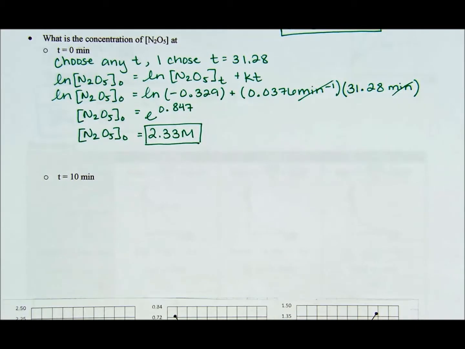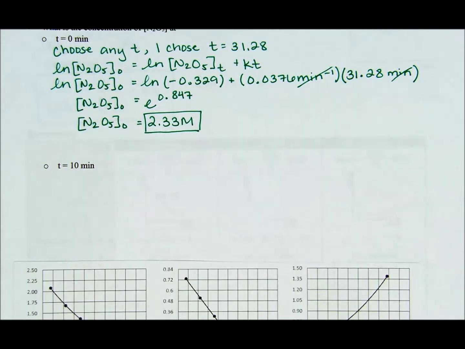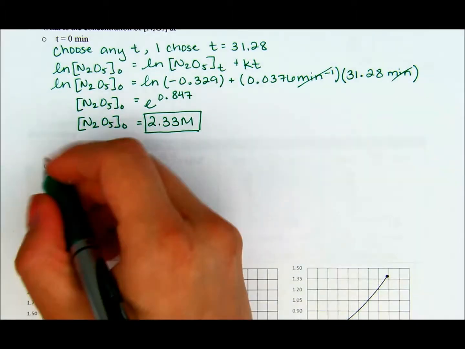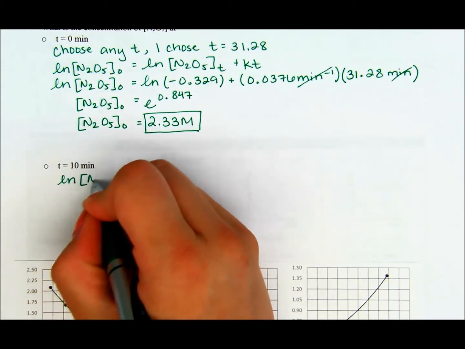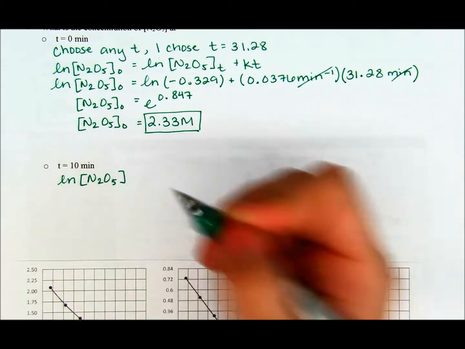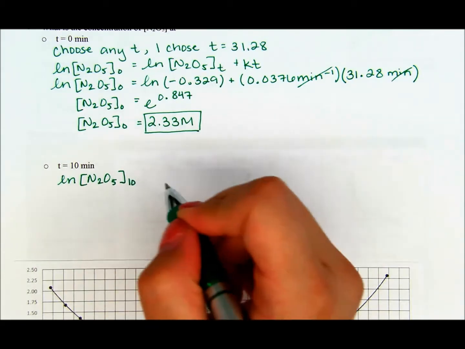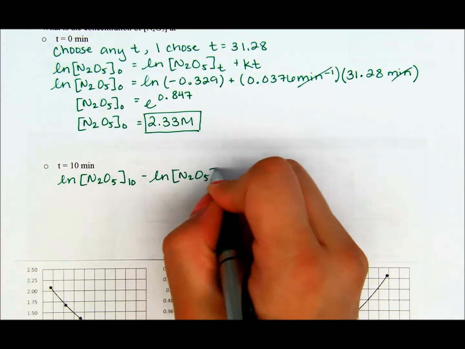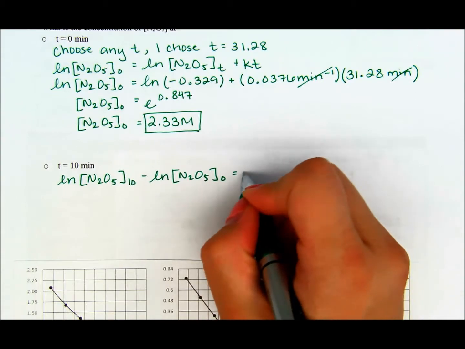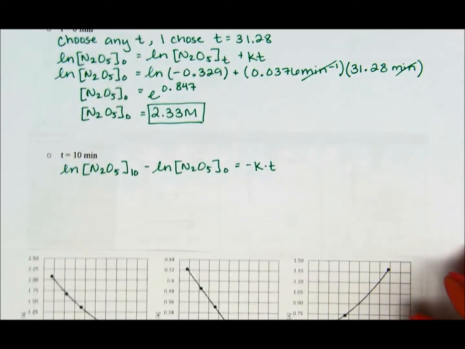I would like you to use that data and the previously calculated data to calculate the concentration at time equals 10 minutes, and then come back and check your work. Okay, we are going to use the same integrated rate law equation here, the one that we wrote at the beginning: natural logarithm of N2O5 at time 10 minutes minus natural logarithm of N2O5 at time 0 minutes equals negative kt. That's just our integrated rate law for our first order reaction.